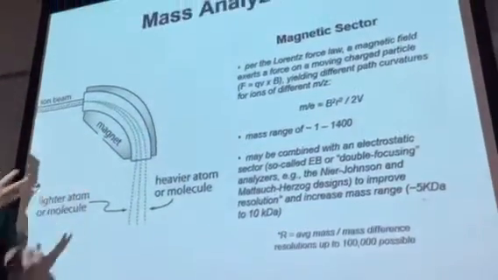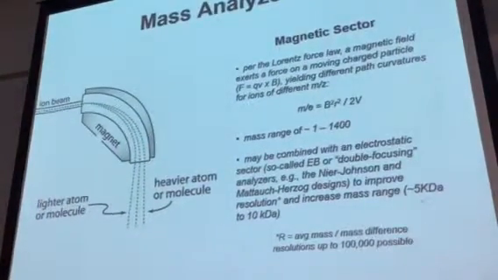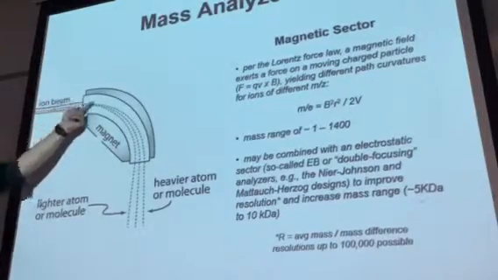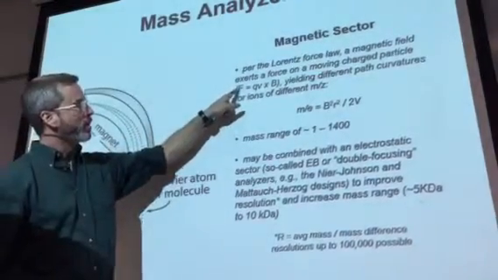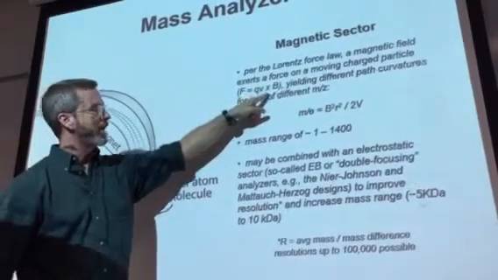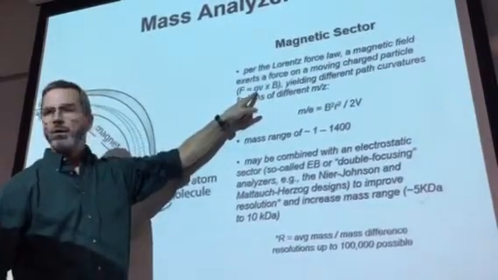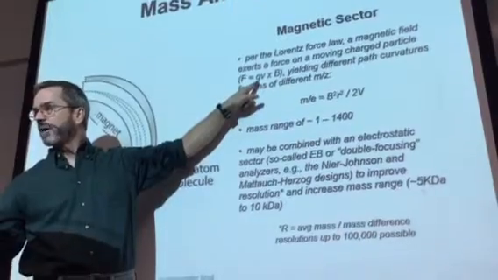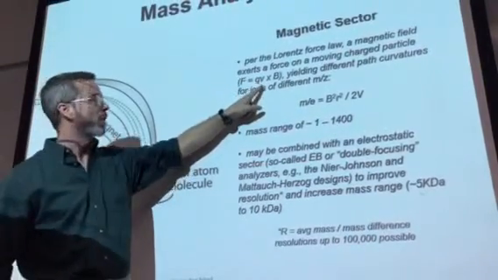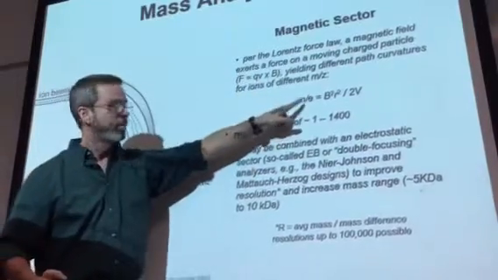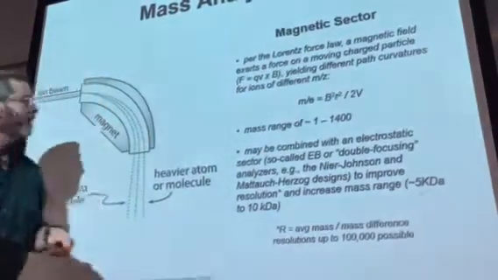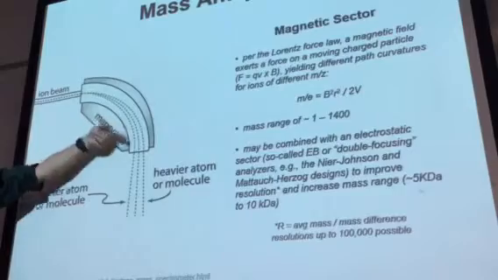They will travel at different velocities because of their masses. They encounter this magnetic field, where the force exerted upon them by the magnetic field is a function of their charge, and we assume they all have the same charge, right? 1 plus unit charge, and importantly their velocity, which is related to their mass, right? So they experience different curvatures.